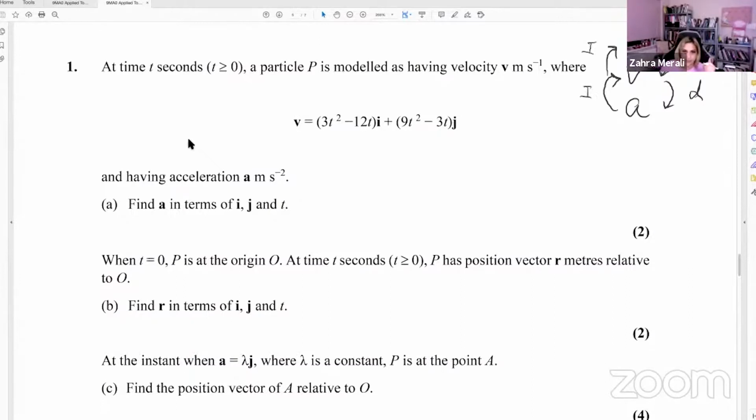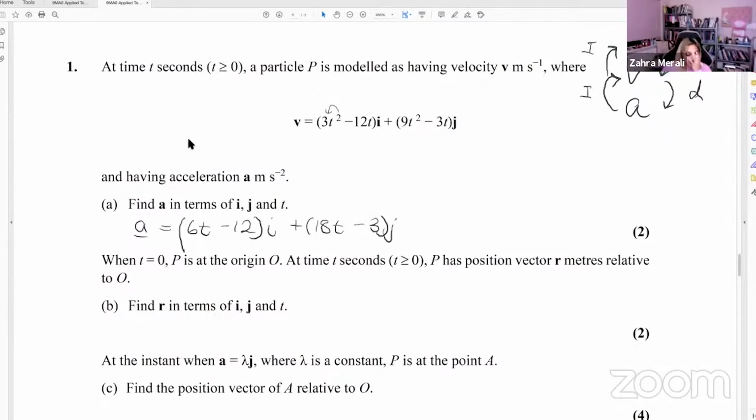So we've been given v and we want to find a. And it says it in terms of i, j, and k. Remember, s's are when we're in vector world. Okay, so we're going to differentiate that. Nice and easy. Bring that down. So we get (6t minus 12)i plus (18t minus 3)j.